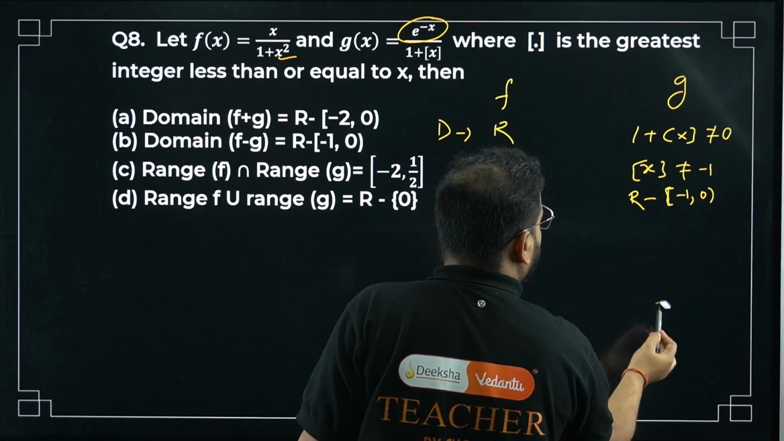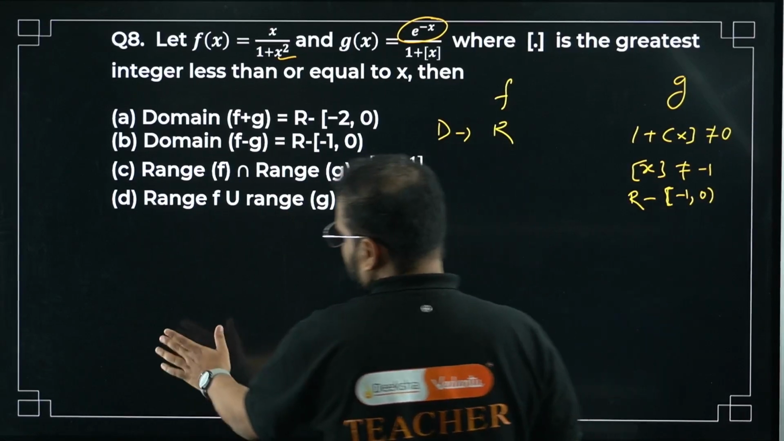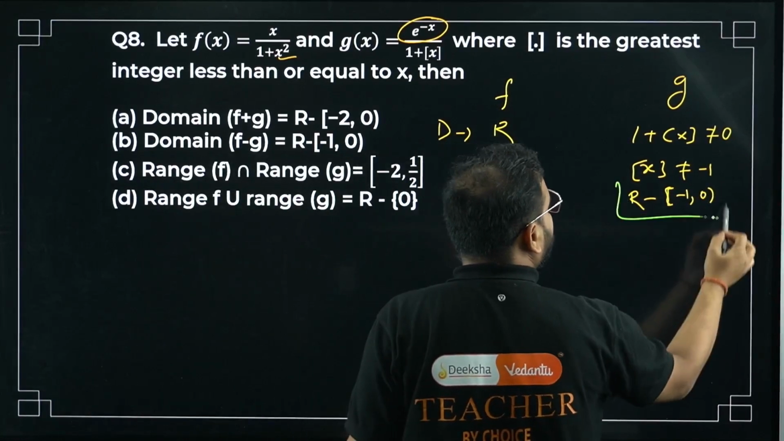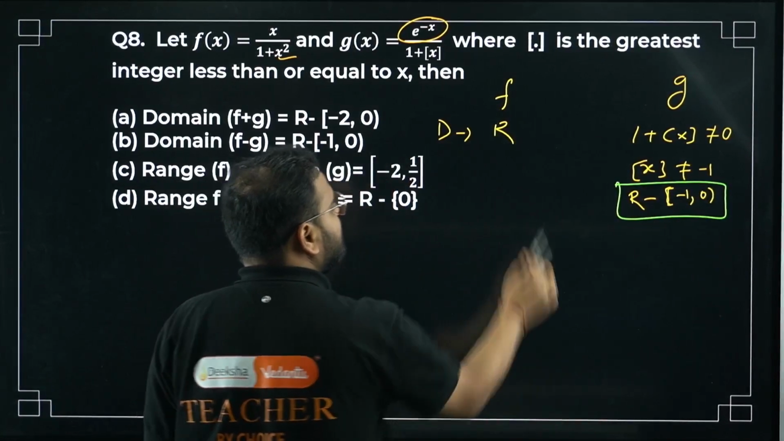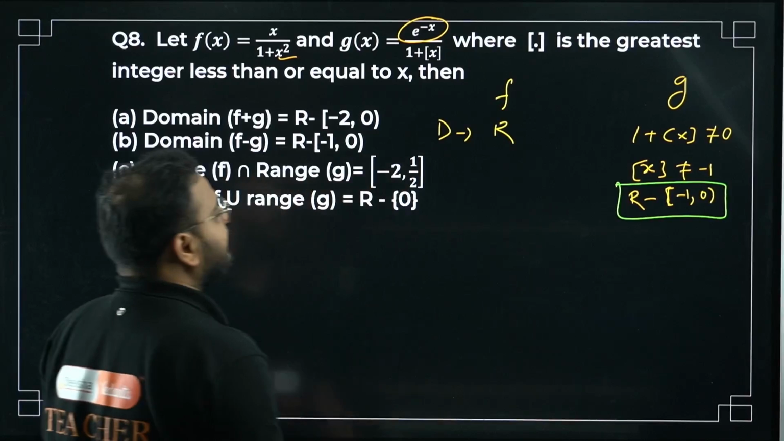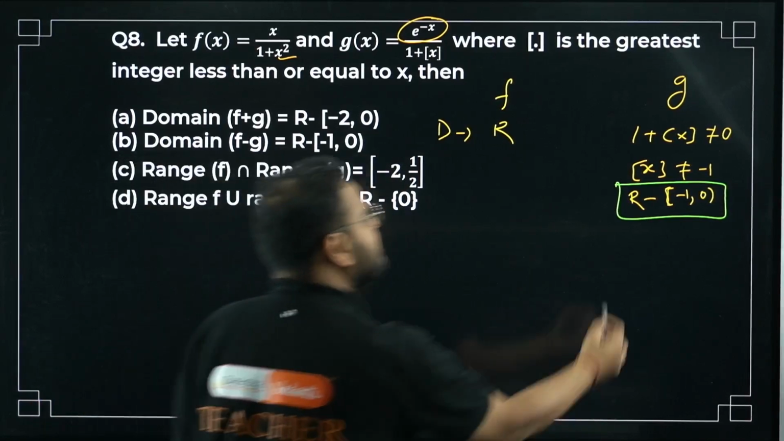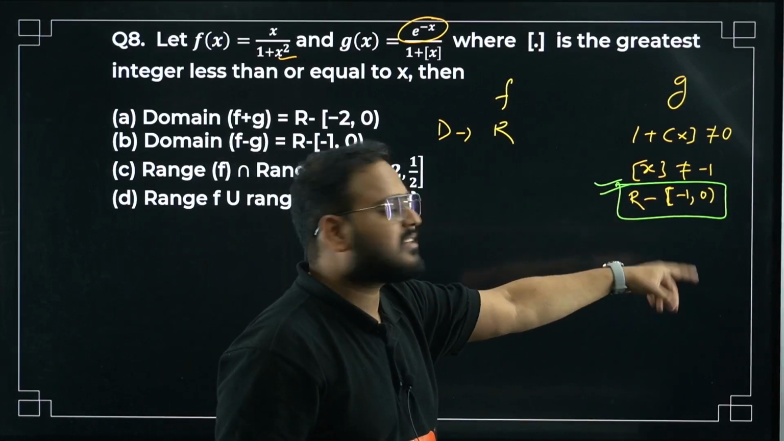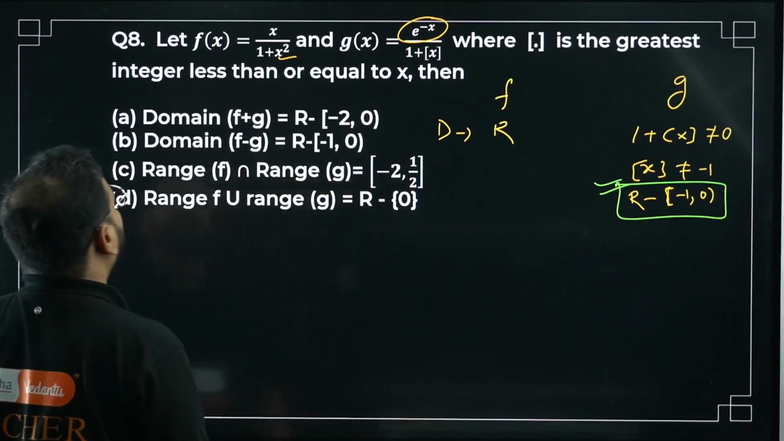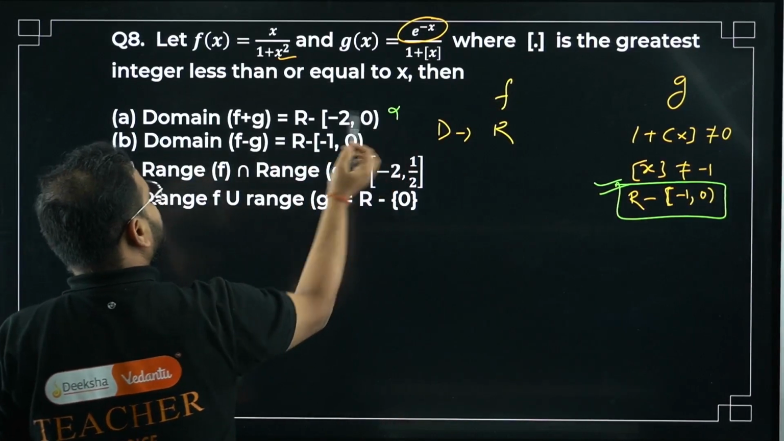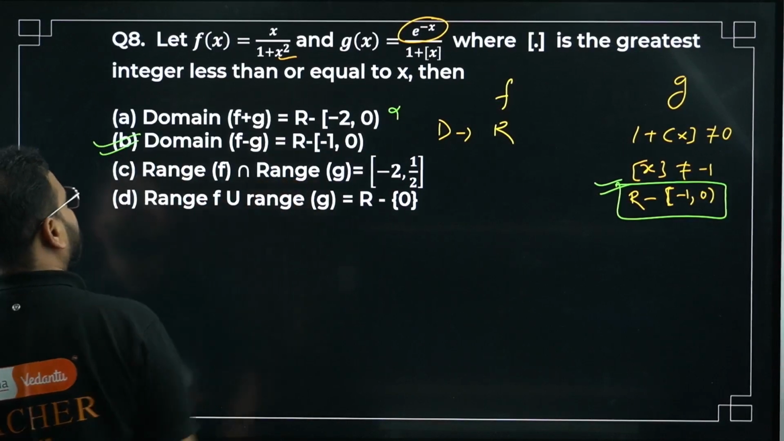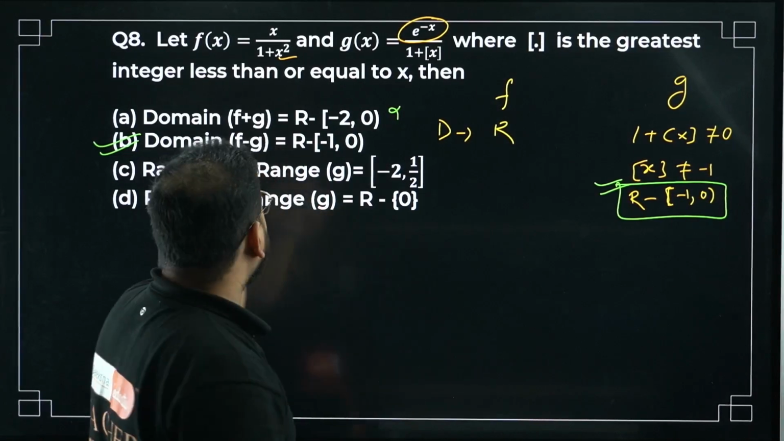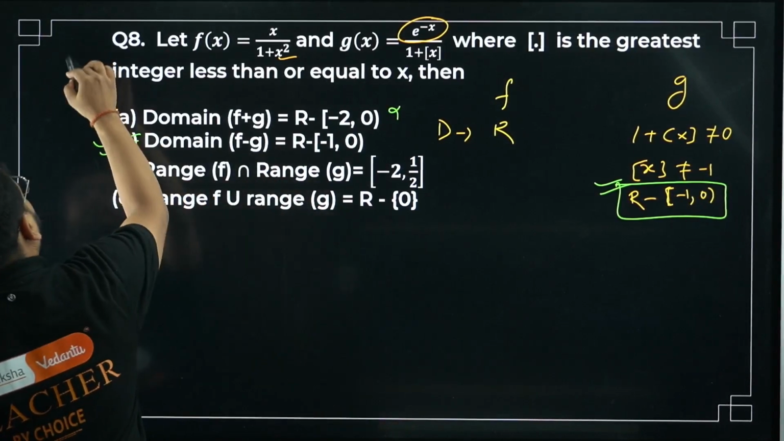Chaliye. So this is the domain, right? If you take the intersection of these two, what will happen? This is the answer then. If you take the intersection of all real with this part, the answer is this only. So your domain of this option is incorrect. Option B is correct. Answer is B. Okay, let's check the range also, just to be sure.